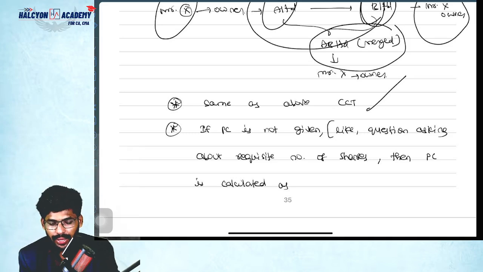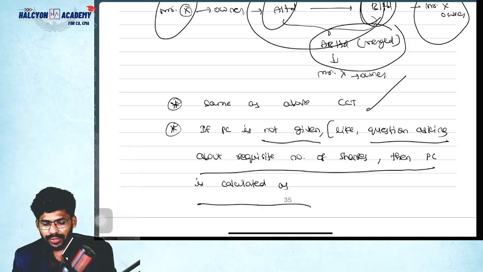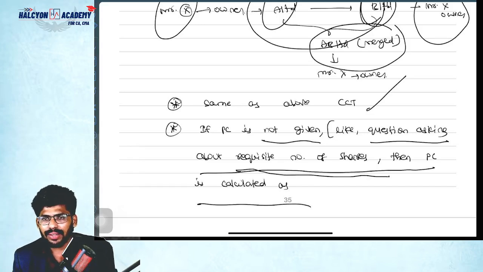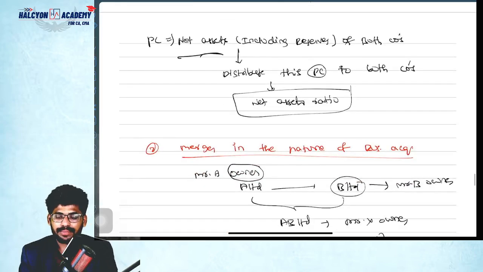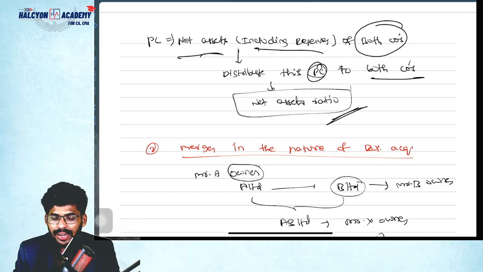Please don't get confused. If PC is not given, like a question asking about requisite number of shares, then PC is calculated as follows. Basically, in a few cases, the purchase consideration calculation is not given in the question, so number of shares is not given. They will use this word like requisite number of shares to be issued by that acquirer company. They will say like this in the question. In that case, you need to calculate the purchase consideration based on net assets, including reserves of both the companies. Distribute this PC to both companies under net assets ratio.